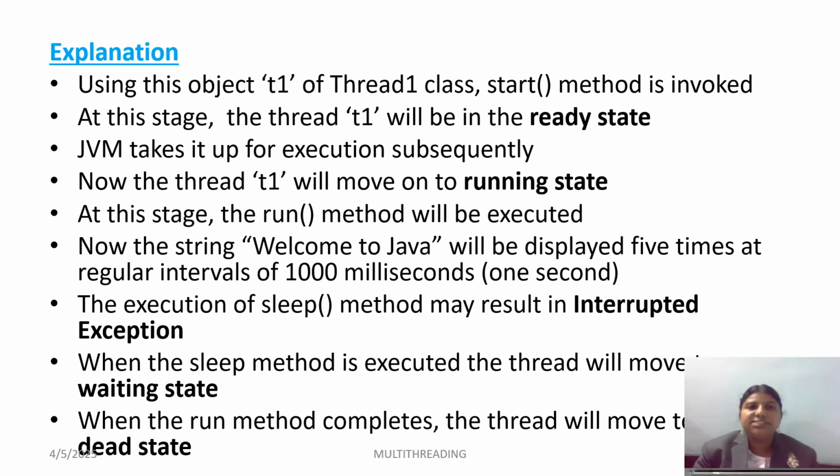The JVM takes it up for execution subsequently. Now, the thread T1 will move into the running state. At this stage, the run method will be executed. Now, the string welcome to Java will be displayed 5 times at regular intervals of 1000 milliseconds. The execution of sleep method may result in interrupted exception. When the sleep method is executed, the thread will move to the waiting state. When the run method completes, the thread will move to the dead state.